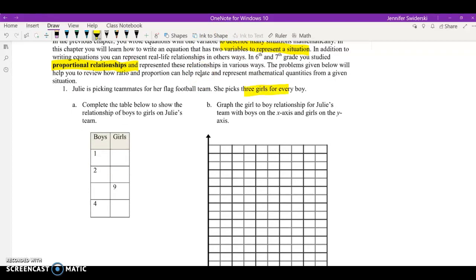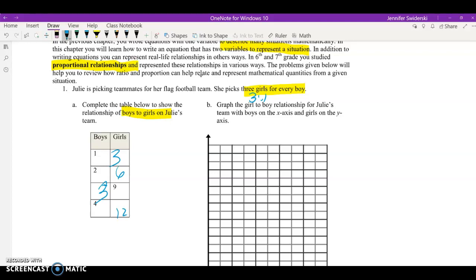Okay, it says Julia's picking teammates for flag football. She picks 3 girls for every boy. So complete the table below to show the relationship of boys to girls on Julie's team. So for every 3 girls, she picks 1 boy. So 1 boy, she has 3 girls. There's 2 boys, 6 girls. 3 boys, there will be 9 girls. And 4 boys, there will be 12 girls.